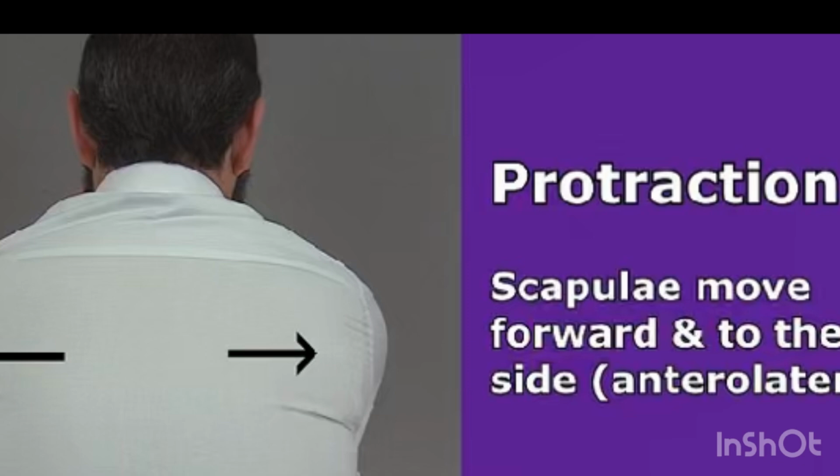So when you bring your scapula forward, it is called the boxing muscle. All these muscles that boxers use, when boxers are throwing their hands during fighting, what happens? They are protracting their upper limb, especially they are protracting the shoulder.